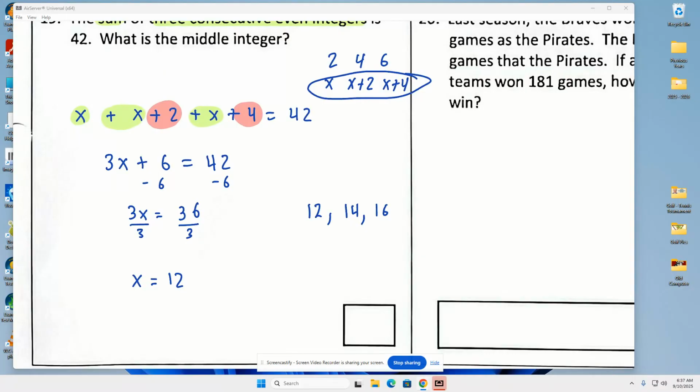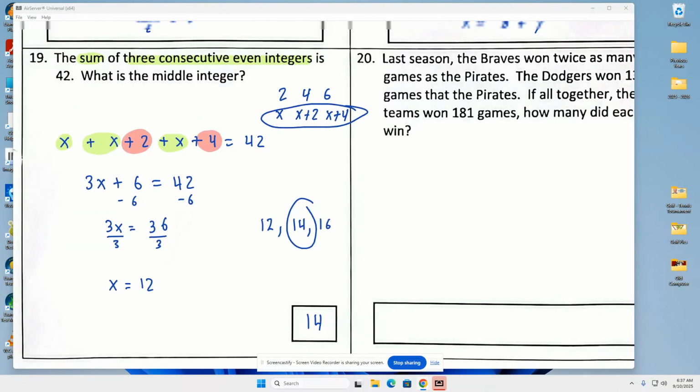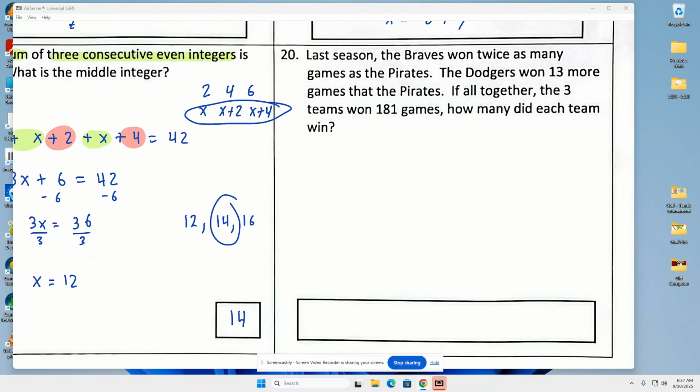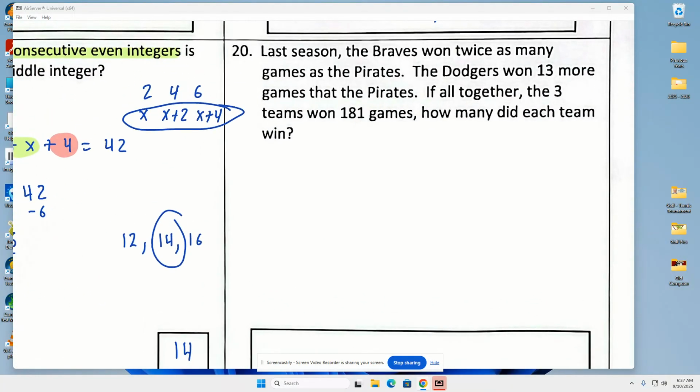Check them. 12 plus 14 plus 16 equals 42. So what's my middle integer? That's the question that's asked, 14. So pay attention to the question that gets asked, okay? All right, last one. We have a little bit more challenging.